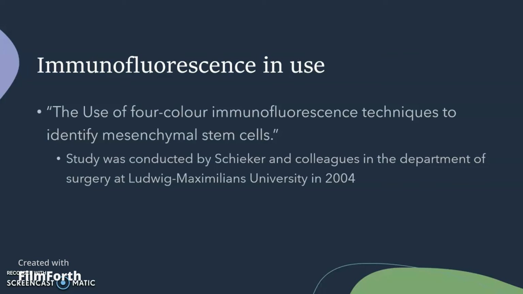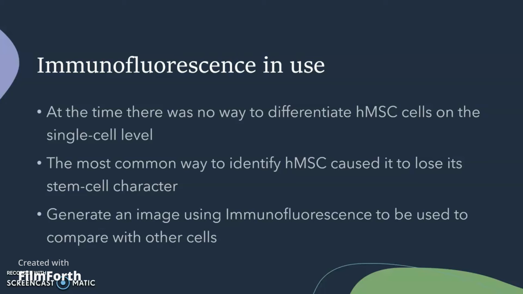And so my specific example that I found was a study called the use of 4-color immunofluorescence techniques to identify mesenchymal stem cells. This study was conducted by Schieker and colleagues in the Department of Surgery at Ludwig Maximilians University in the year 2004. At the time, there was no way to differentiate HMSC stem cells on the single cellular level, and the current ways they did have to identify these stem cells would cause the stem cells to lose their stem cell characteristics and their pluripotency.